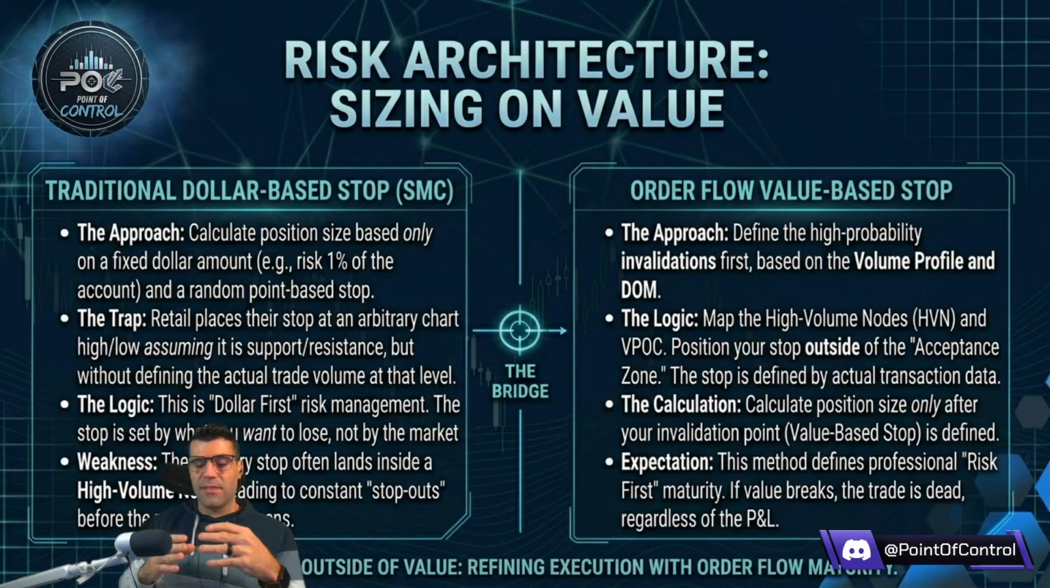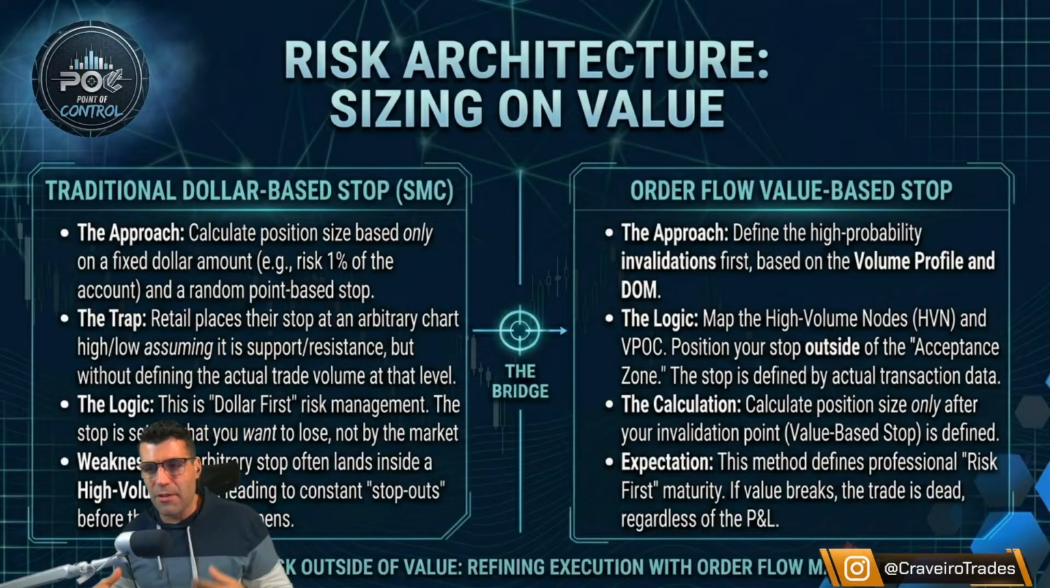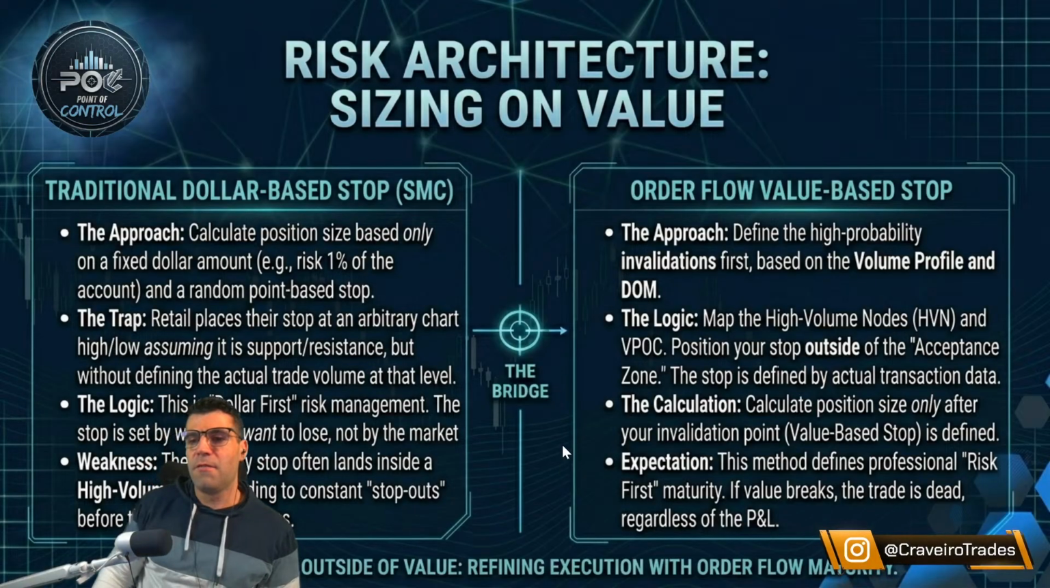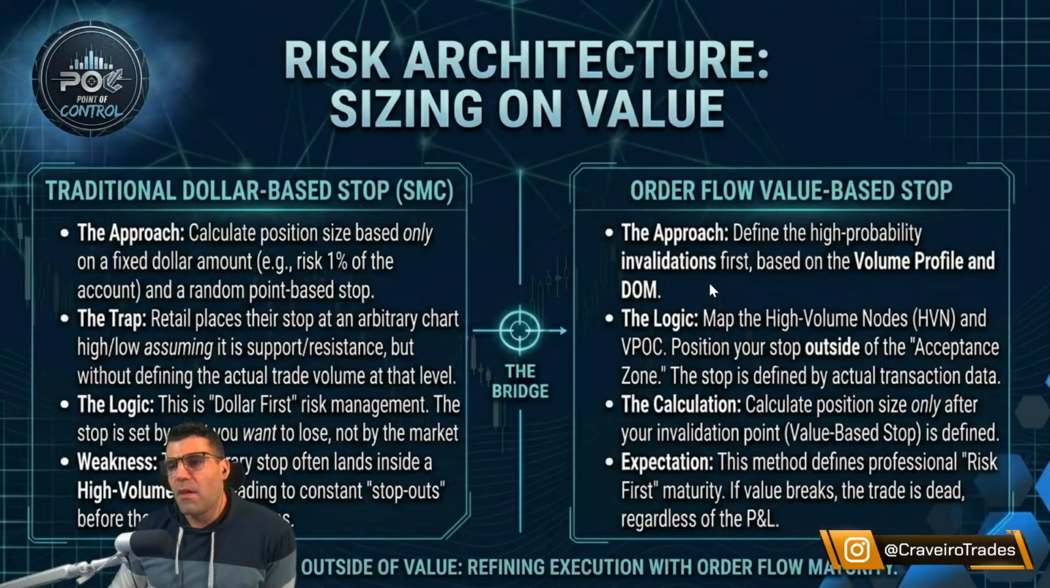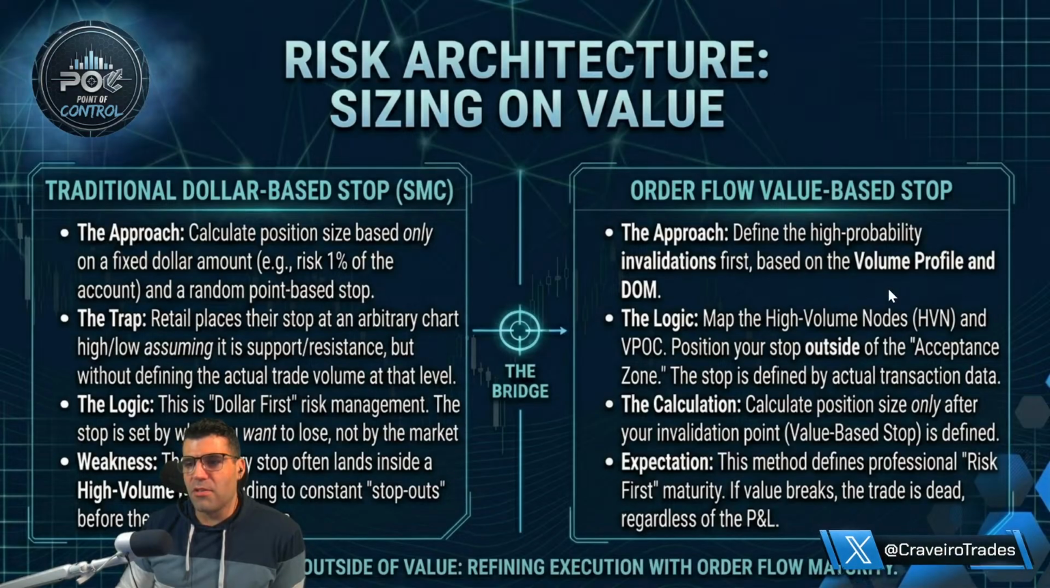I like trades that are back to the point of control. External to internal is my favorite. I find those to be far more successful. So, order flow, value-based stops. The approach: define the high probability invalidations first based on the volume profile and the DOM. Pretty much everything we've been going on about.